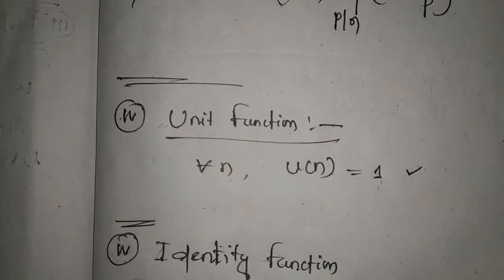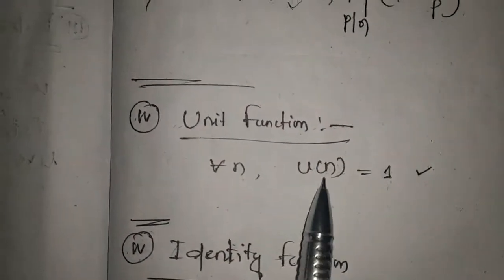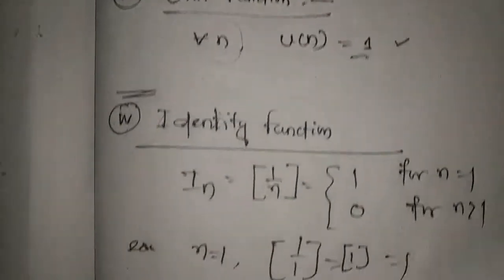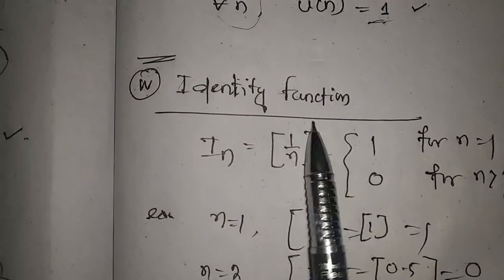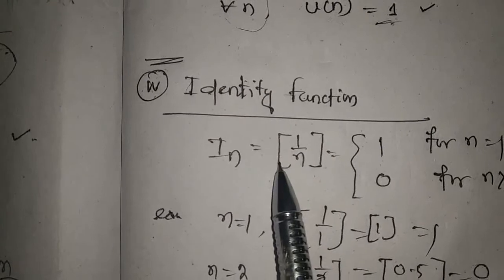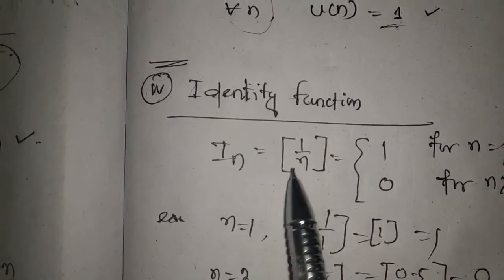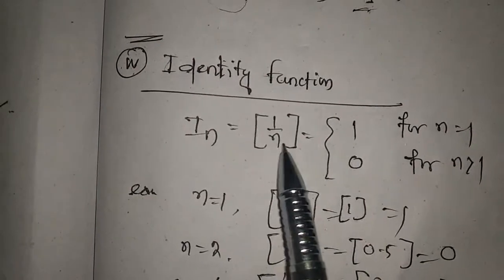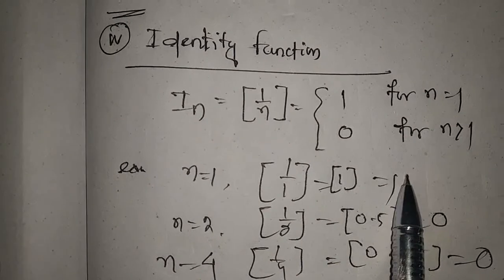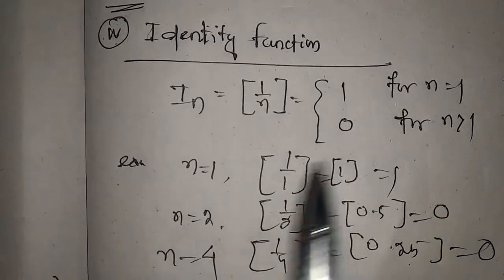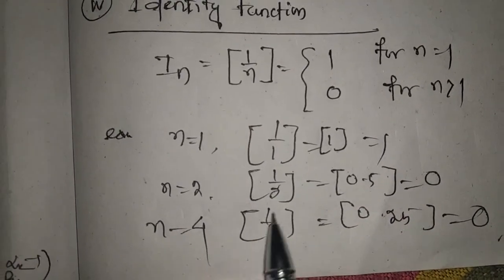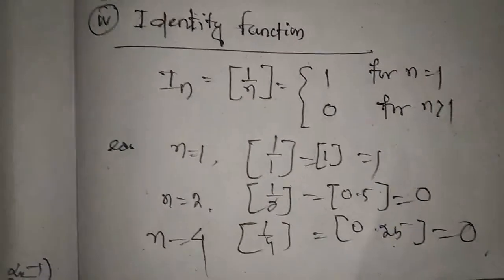Now we have another function, the unit function, which gives the value 1 for all n. Now our identity function is the integer function of 1 by n, which gives 1 only for n equal to 1 and otherwise 0. If n is equal to 1, that is 1 by 1, the integer function of 1 is 1. For n equal to 2, 1 by 2 is 0.5, so that gives 0. For n equal to 4, 1 by 4 is 0.25, that gives 0.